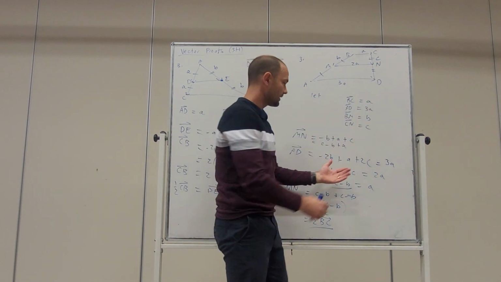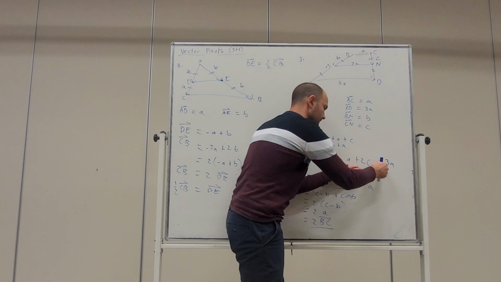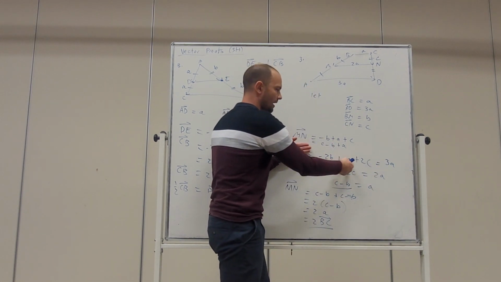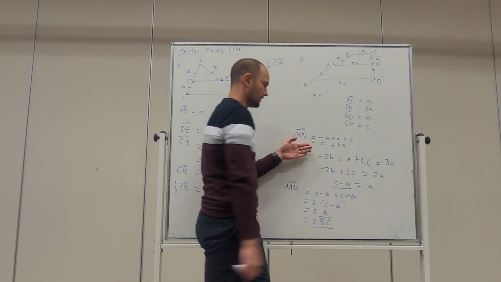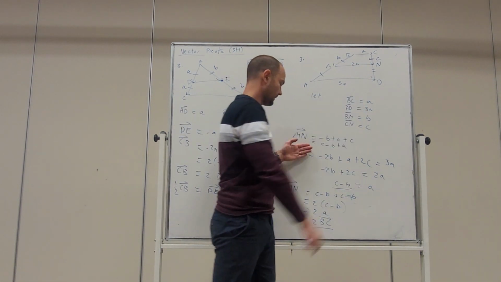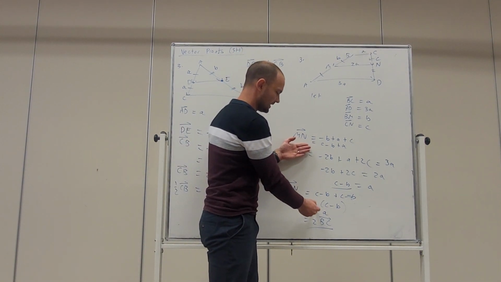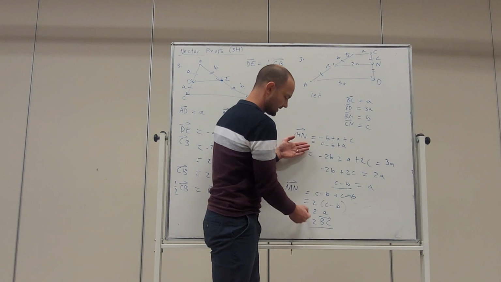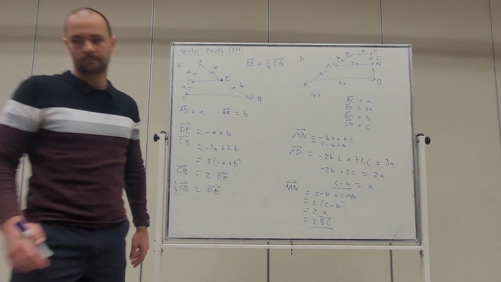But then we also said this has a relationship to A. In fact, this is 3 lengths of A. And so then we took that relationship and manipulated it to come up with C take B is equal to A. Okay, we now have a description of A. We plug that back into vector MN, and we see vector MN is 2 lengths of C take B. Vector MN is 2 lengths of A, which is 2 lengths of vector BC.